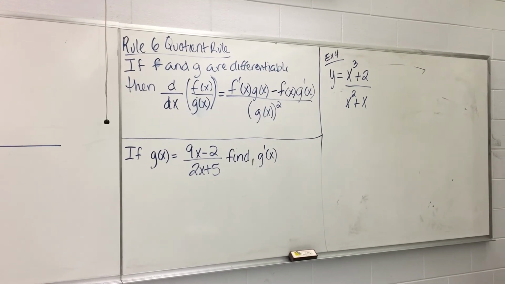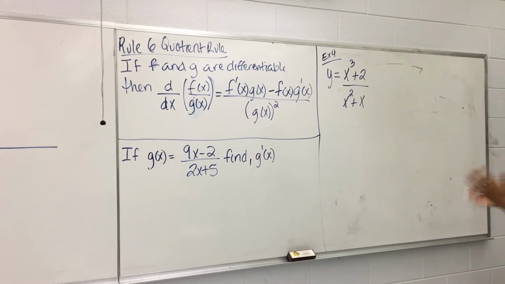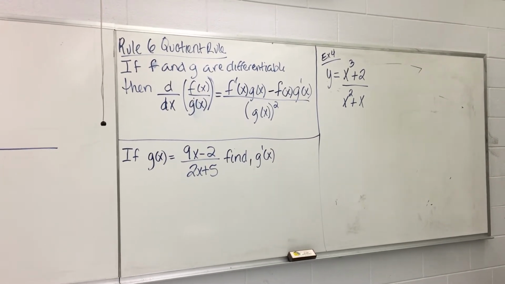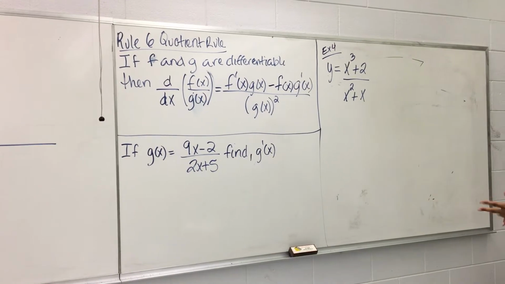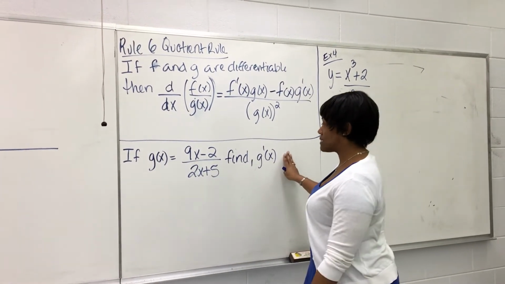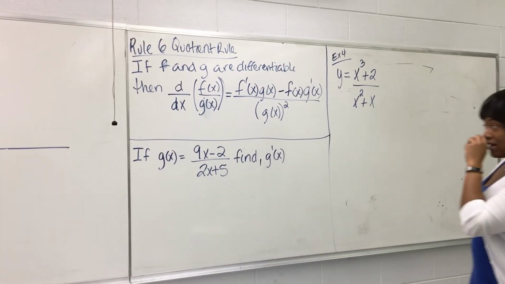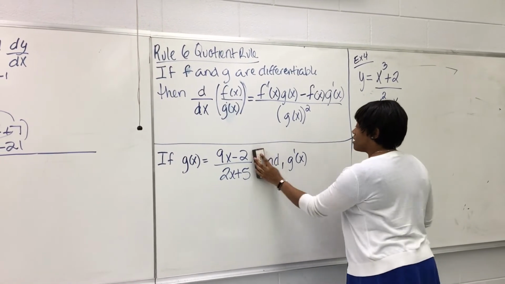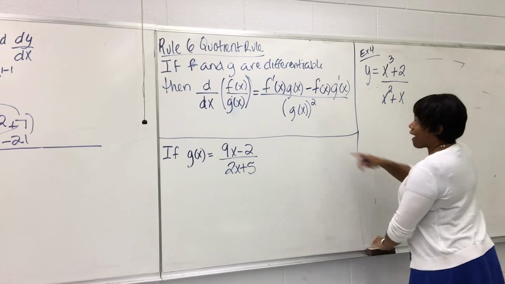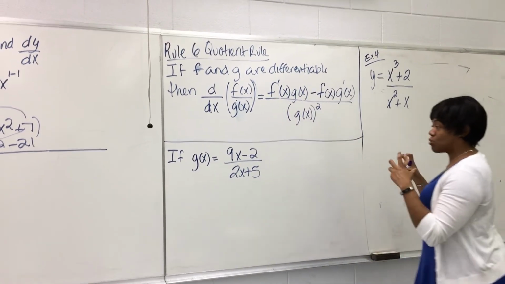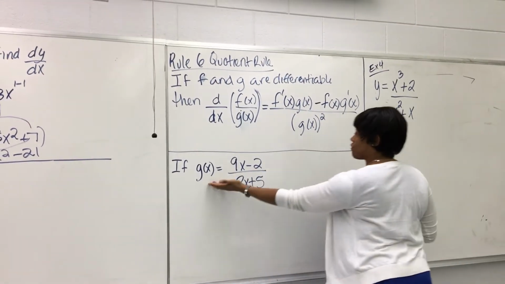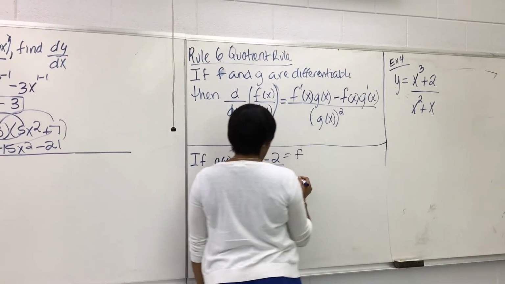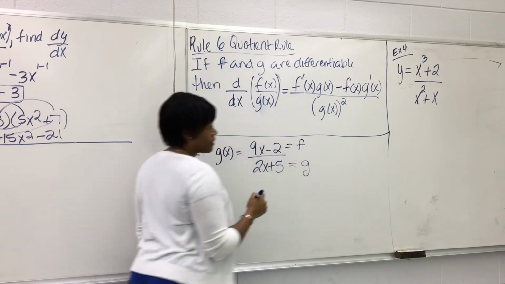So it's very similar to the product rule, but the only difference is swapping around the g and the f, and then we divide by g(x) squared. Again, if I use my example here, I have 9x minus 2 and 2x plus 5. I am not saying that my f and my g are actual functions, even though I labeled the function g of x. I'm saying the top part is your f and the bottom part is your g.